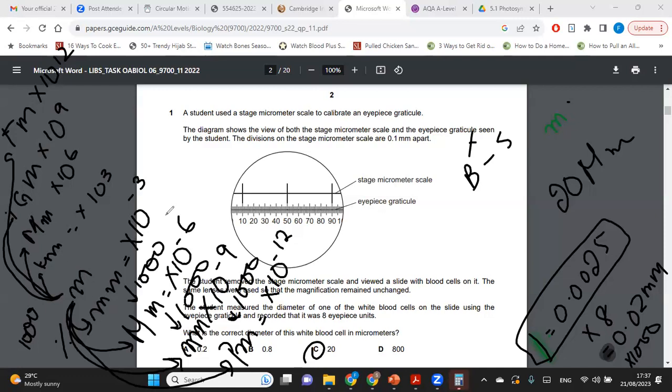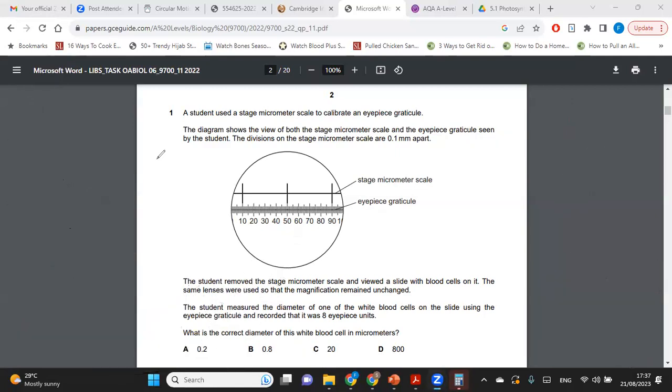So milli means 10 raised to power minus 3, anything. Millimeters, milligrams, milliseconds, take any unit that you want. But if you put a milli to it, it is 10 raised to power minus 3. Micro is 10 raised to power minus 6. So these are the conversions that you guys need to know. Okay, so that is how we're going to solve this question.